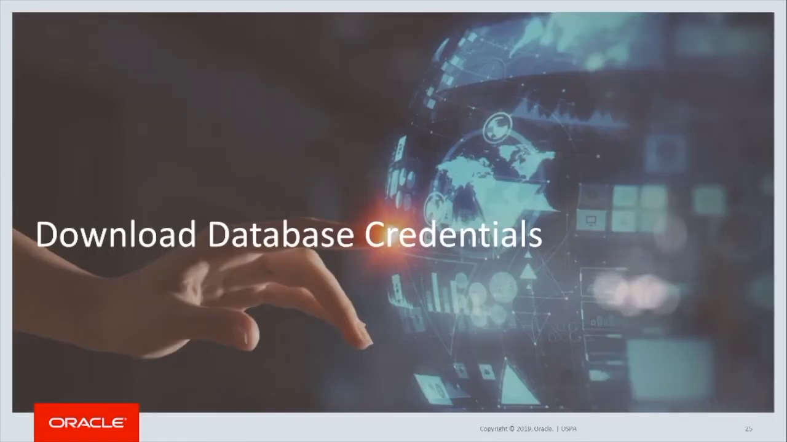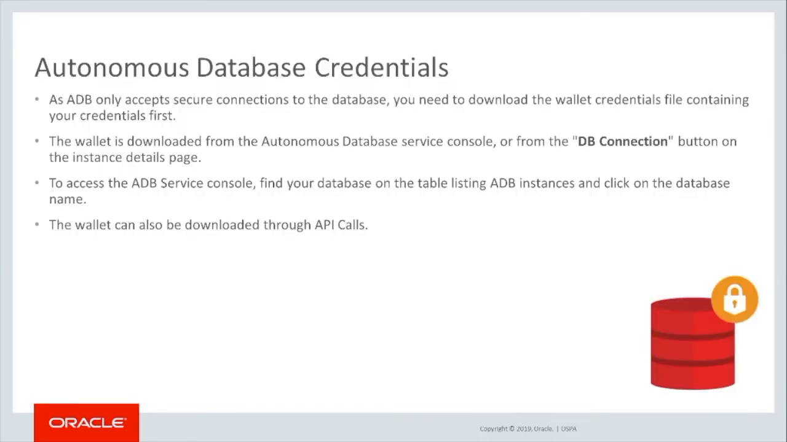Let's look at what's involved in downloading the database credentials. The Autonomous Database only accepts secure connections, so you will need to download the wallet credentials before you can set up the connection. You can download the wallet from the Autonomous Database Service Console or from the DB Connection button on the instance details. To access the Service Console, on the table listing your Autonomous Database instances, click on the three vertical dots on the right-hand side. The wallet can also be downloaded through API calls. The next slides show how to download the wallet through the console.